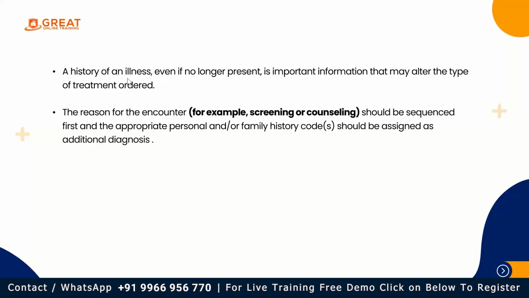A history of an illness, even if no longer present, is important information that may alter the type of treatment ordered. Okay, certain history related to certain illness, even if that is no longer present, but information about that particular illness or condition is important because that may alter the type of treatment ordered. And if reason for encounter, for example, screening or counseling is there, we should sequence those codes first. Okay, and appropriate personal and family history code should be assigned as an additional diagnosis.